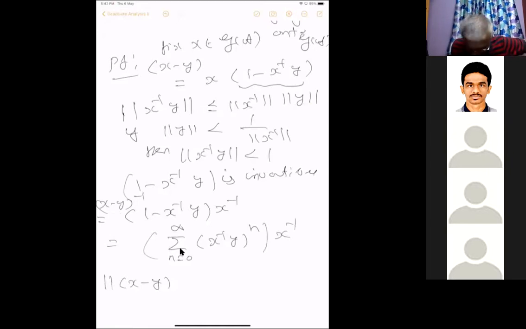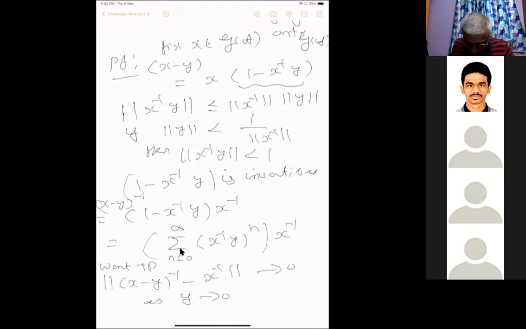Now this is fine. The idea is that we have to consider x minus y inverse equal to (1 minus x inverse y) inverse times x inverse, which is equal to this. Here this should be x inverse. Now we want to prove that this goes to 0 as y goes to 0. That's what we want to do, right? Then we prove the continuity of the inverse.